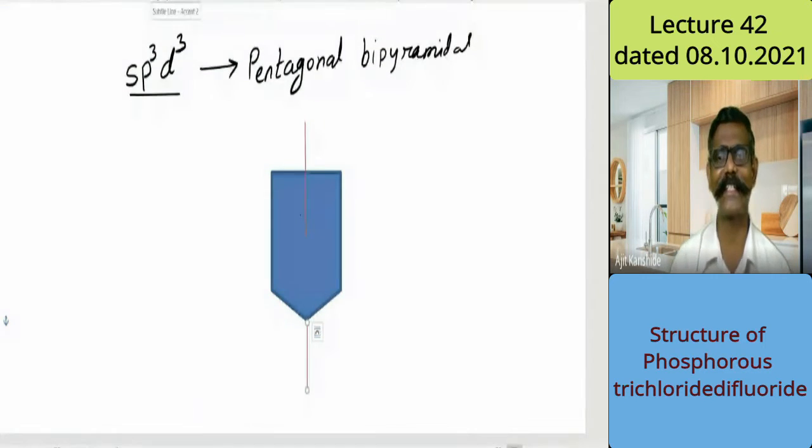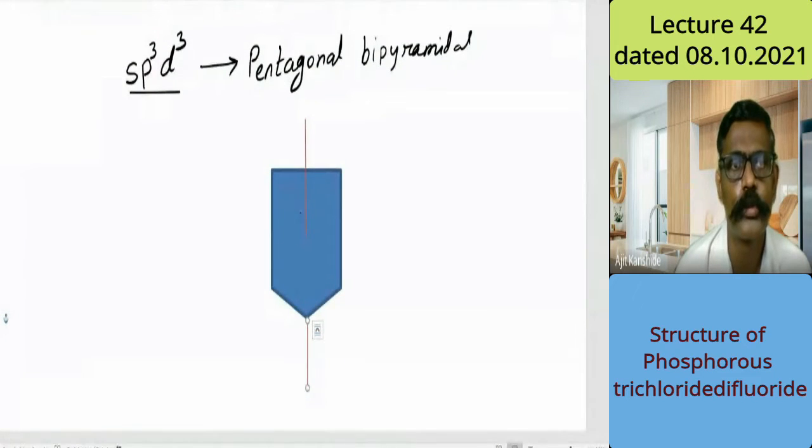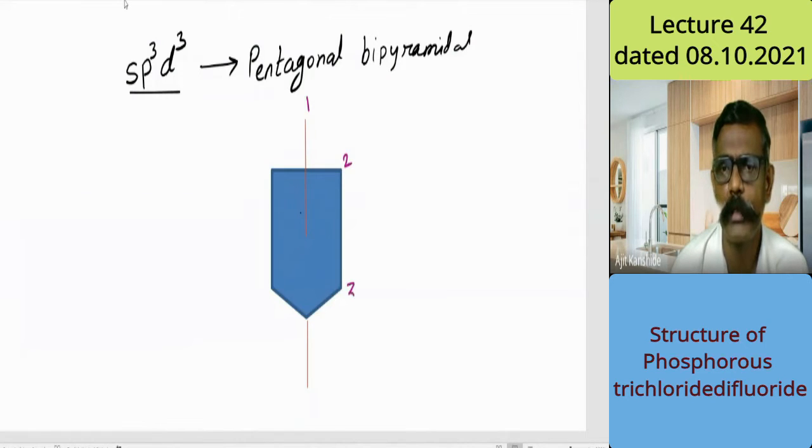Here, a total of 7 positions are there. Which are those? I label them. It's position number 1, upside. Position number 2, position number 3, position number 4, position number 5, position number 6, position number 7.